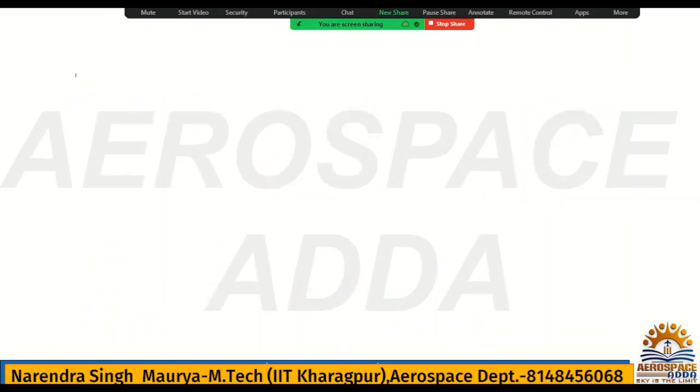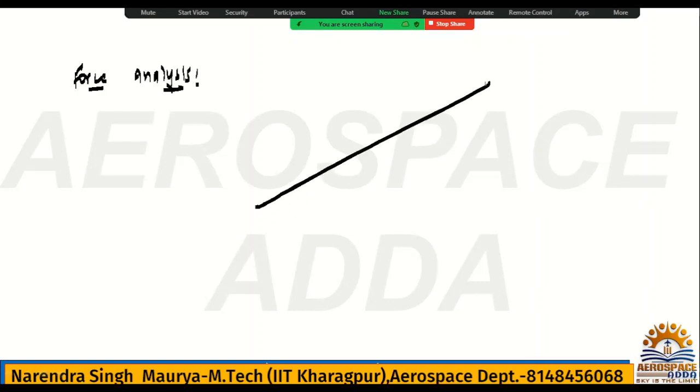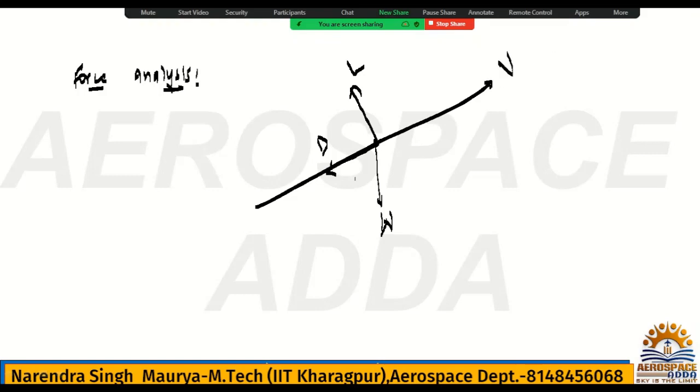Now the force analysis we have to do. What are the forces? Check here. This is the W. This is the lift. Okay. This side it is drag because the velocity is here. This is the velocity of the aircraft. This is the drag, and obviously to propel the aircraft in the forward direction, this is the thrust.